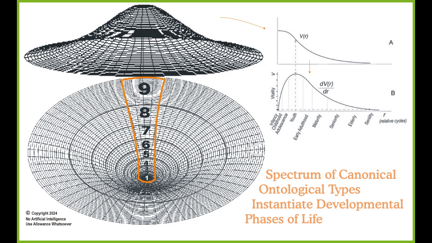Type 1. Infancy. Type 2. Childhood. Type 3. Adolescence. Type 4. Youth. Type 5. Early adulthood. Type 6. Maturity. Type 7. Seniority. Type 8. Elderly. Type 9. Senility. These ontological states are real, in what makes them differ from one another, because they are dictated by this very real spectrum of operators.